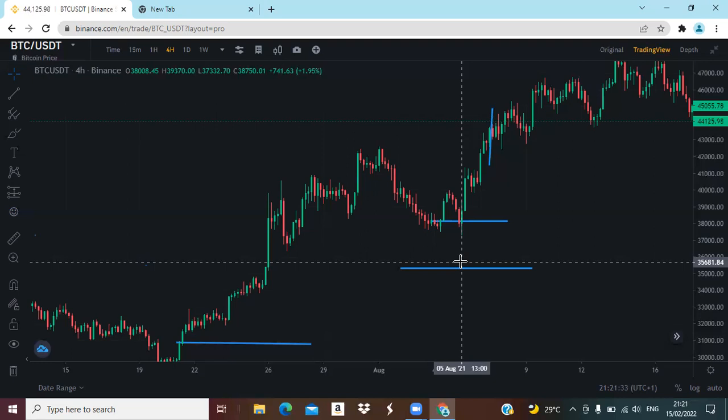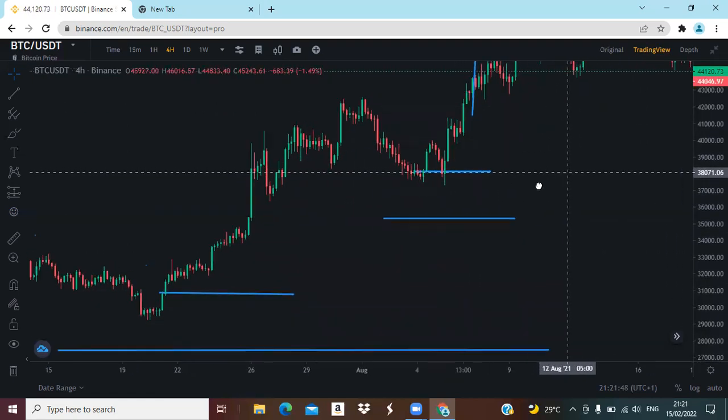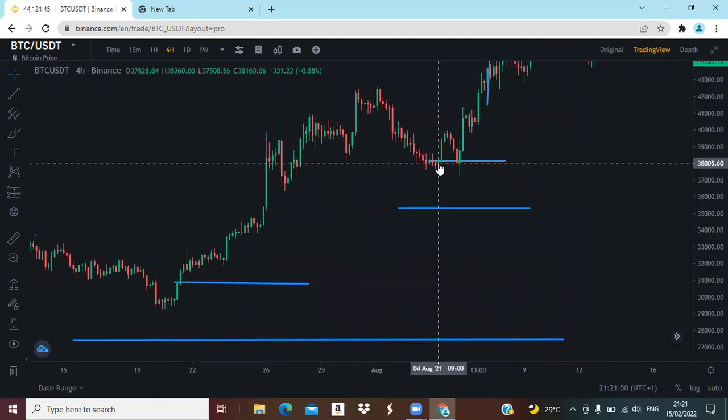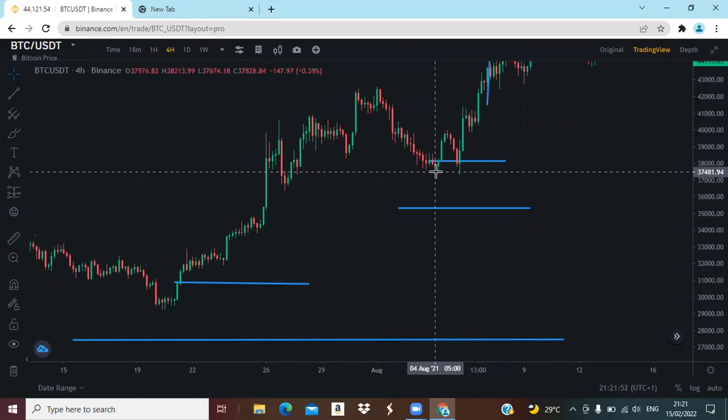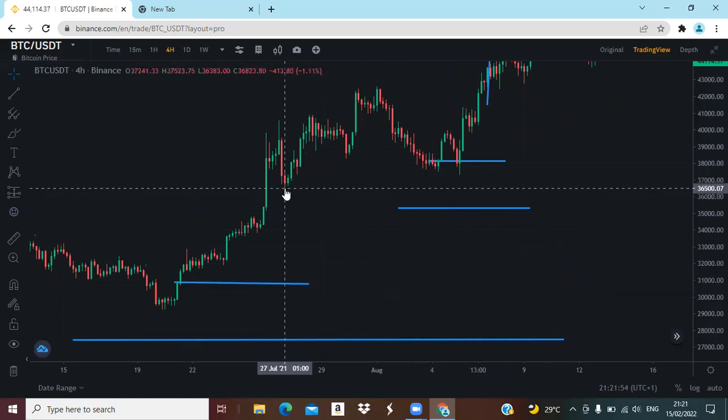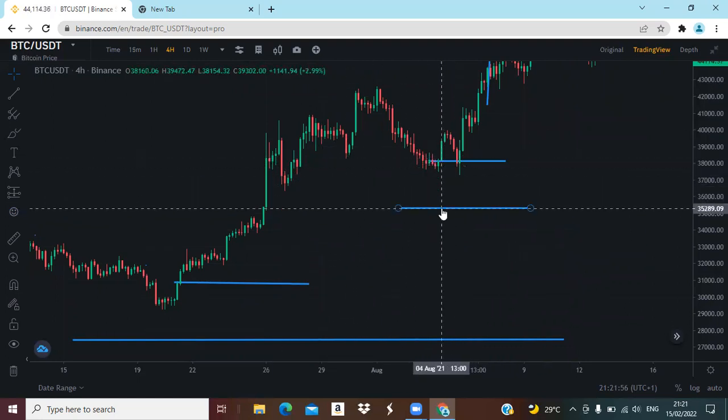And then secondly, it should be far away from market structure. It should be far away from market structure. If you look at this, what does that mean? If you want to place a trade here, this is the structure of the market. This is another structure of the market. So it should be far away from market structure.